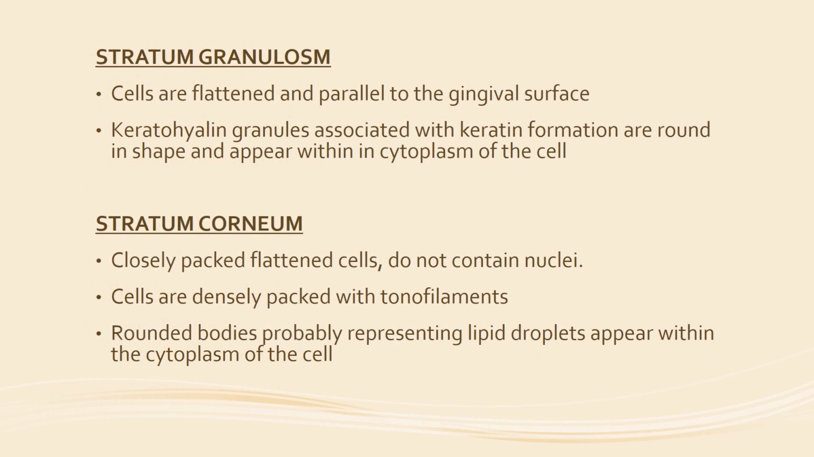Coming to stratum granulosum, cells are flattened and parallel to the gingival surface. Keratohyalin granules associated with keratin formation are round in shape and appear within the cytoplasm of the cell. Coming to stratum corneum, they are closely packed, flattened cells which do not contain nuclei. Cells are densely packed with tonofilaments. Rounded bodies, probably representing lipid droplets, appear within the cytoplasm of the cells in this stratum.